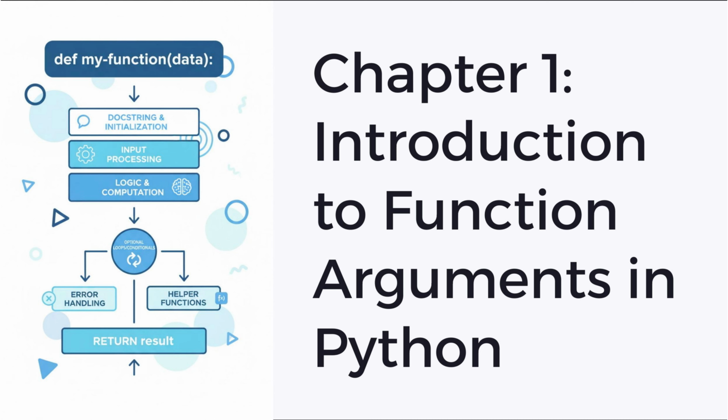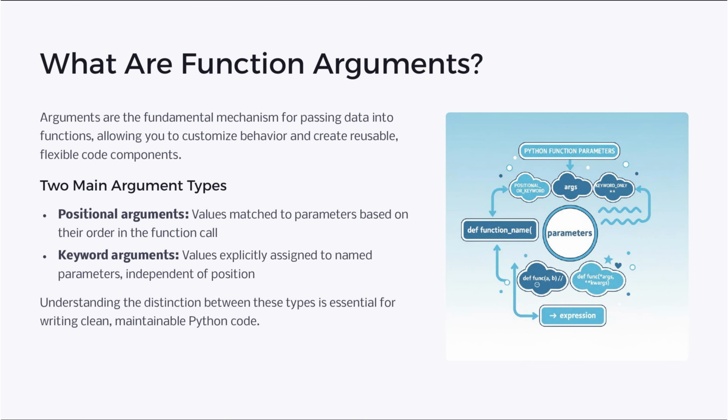In Python, function arguments are crucial for customizing function behavior and enhancing code reusability. This chapter will explore the basics of function arguments, including their types and how they contribute to writing clean, maintainable code. There are two main types: positional arguments, which match parameters by order, and keyword arguments, which assign values to named parameters regardless of order. Understanding these distinctions is key to writing clean, maintainable Python code.